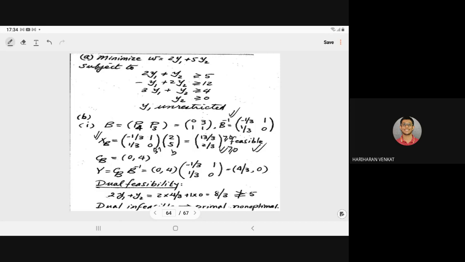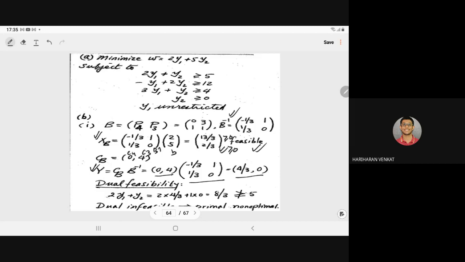Now here we have the CB. CB is C4, C3, that is 0 comma 4. And y is equal to what? y is equal to CB B inverse, so CB into B inverse. We compute it, and it is equal to 4/3 and 0.